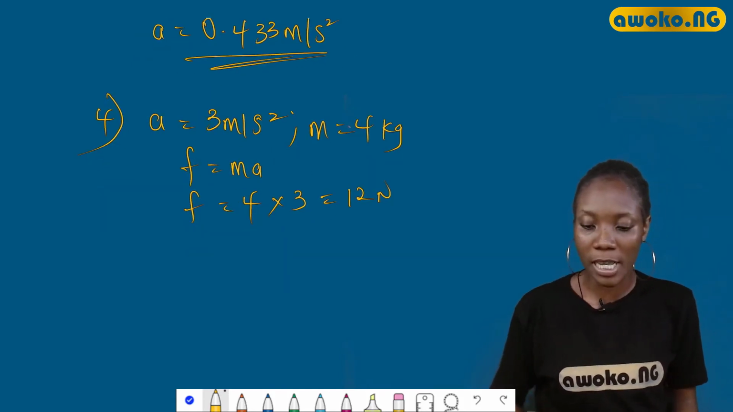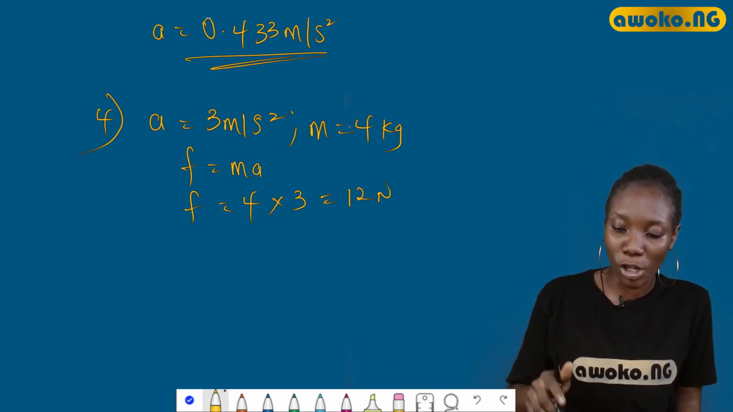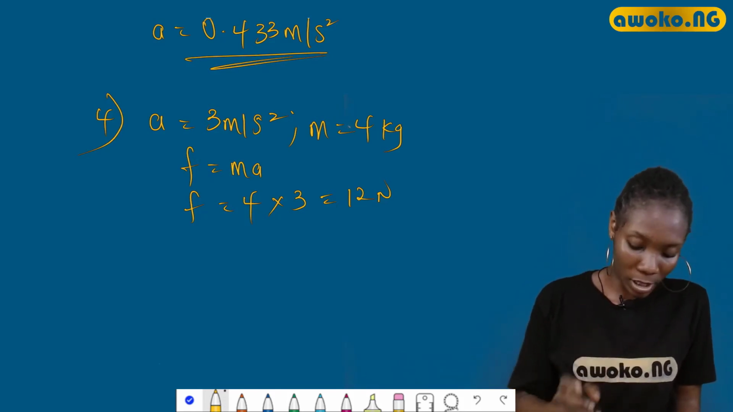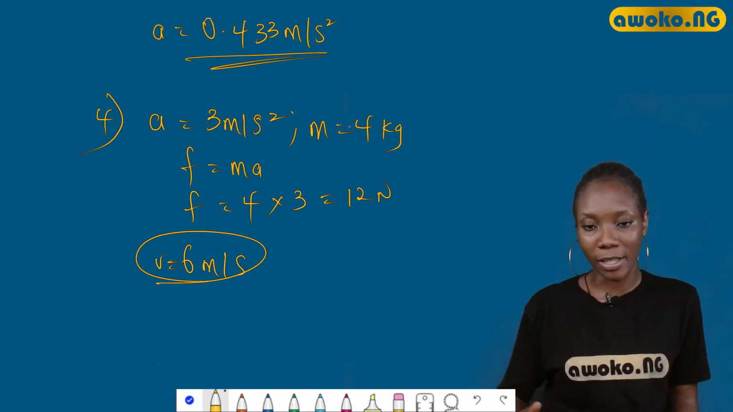Now the second question is, what will be the resultant force on the body when it moves with a uniform velocity, constant velocity of 6 meters per second? I don't know if anybody's already guessing the answer.